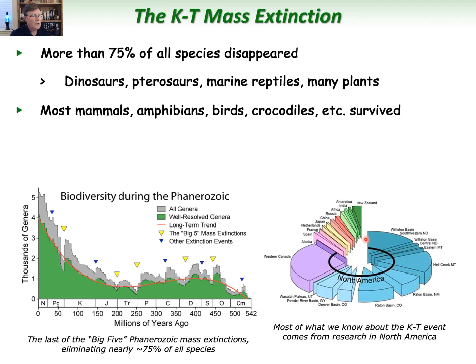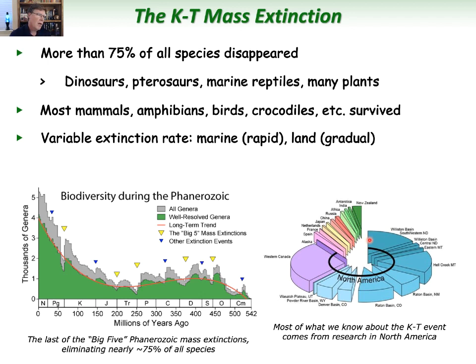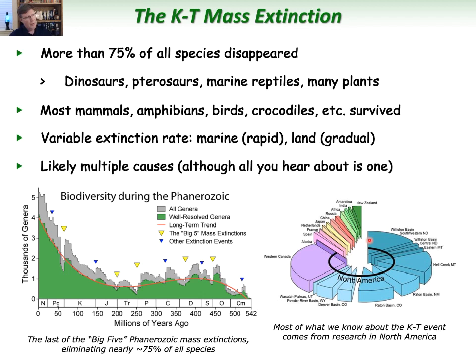mostly North America. And what we found about the extinction itself is that the rate of extinction was different depending on the type of animal. It occurred very quickly for the marine animals, and it was more gradual on land. That's one idea. And there were likely multiple causes. While we are dominated by the asteroid impact hypothesis, there are other very good explanations as to what caused this mass extinction.